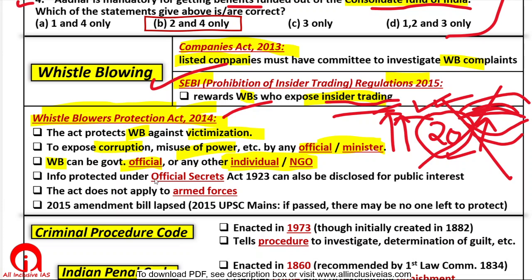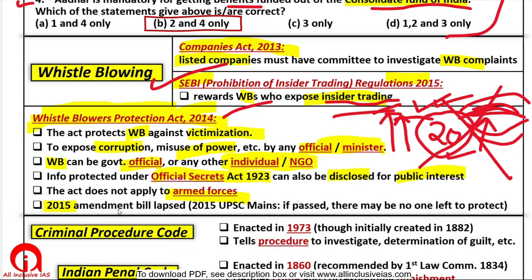Again, what we learned in the RTI topic, that information protected under the Official Secrets Act can also be disclosed if public interest is being served. This Act, whistleblowing, does not apply to armed forces. Obviously, secrecy is a great weapon of the armed forces, and you don't want whistleblowers to expose secret meetings and everything.